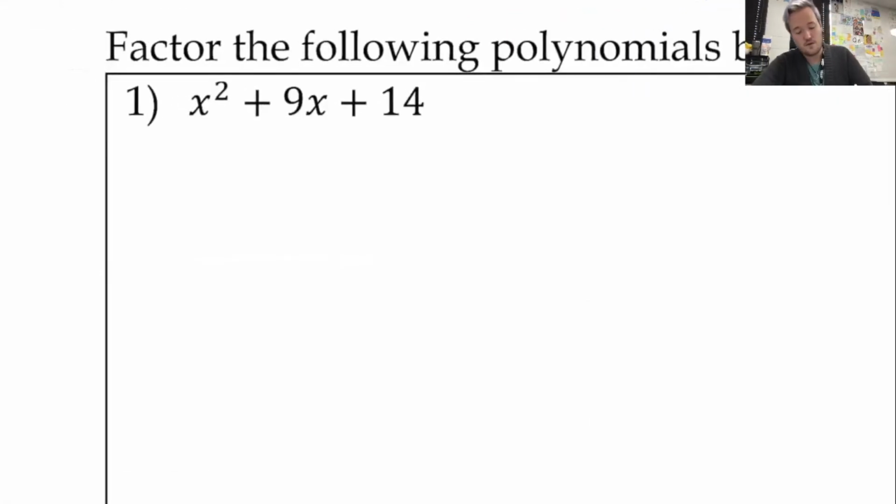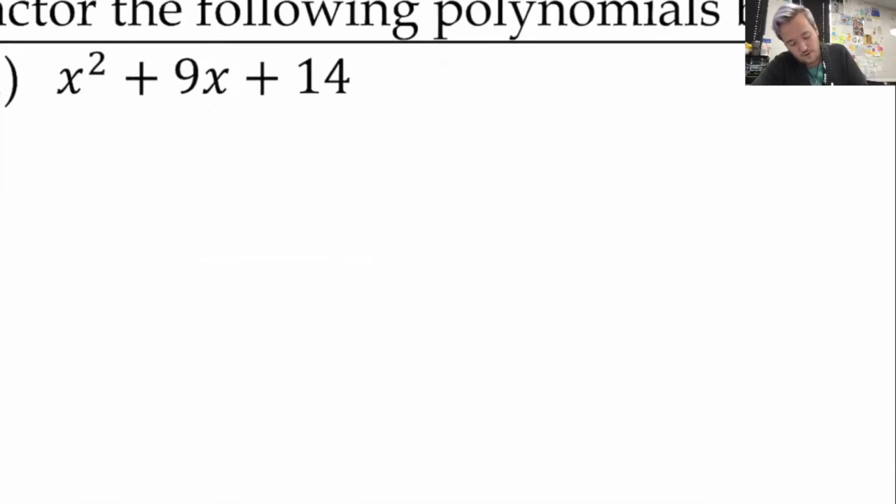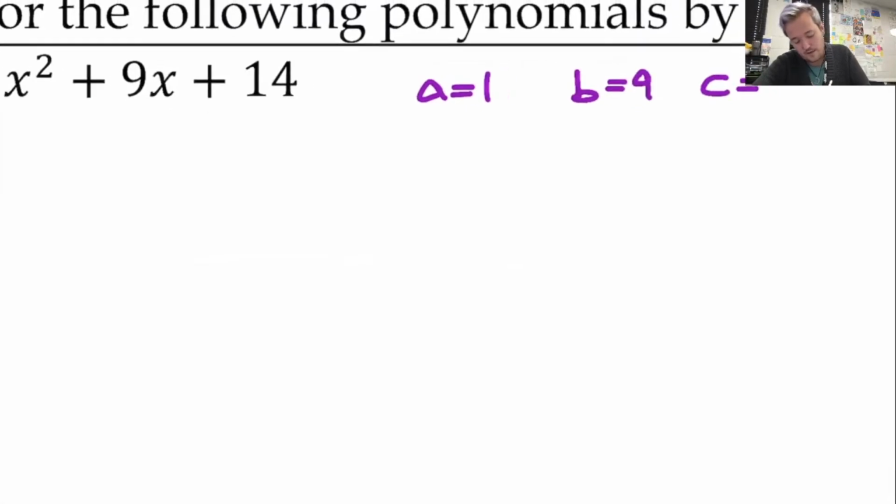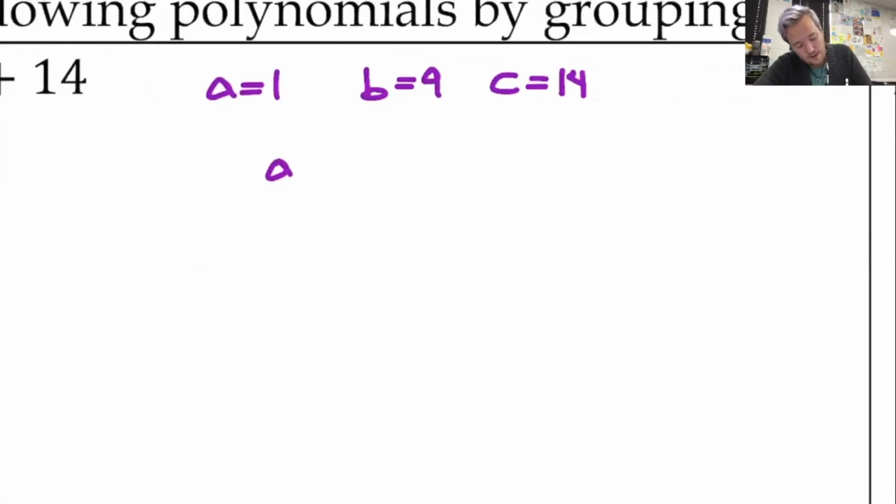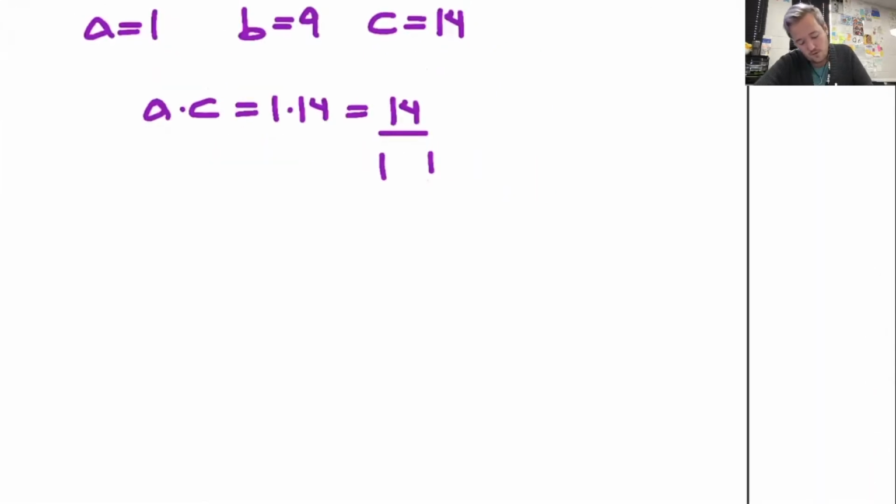I'm going to start by solving the riddle. To solve the riddle, you have to know your A, B, and C values. My A value is 1. I have a B value of 9 and a C value of 14. I'm going to take my A times my C, so 1 times 14, and I want to find the factors of 14. My factors of 14 are 1 and 14, and 2 and 7.